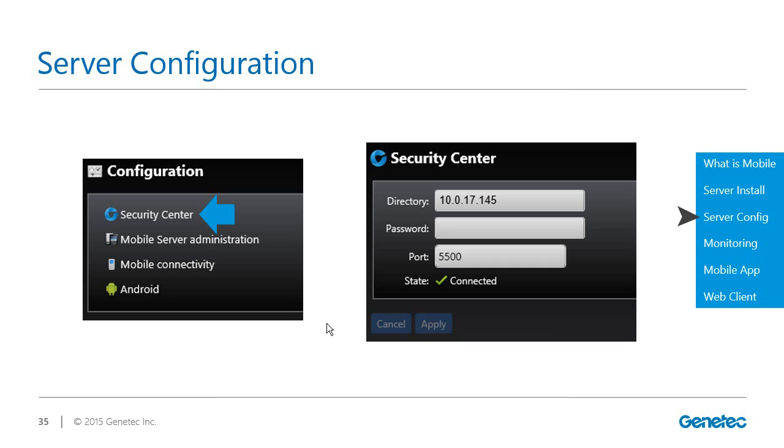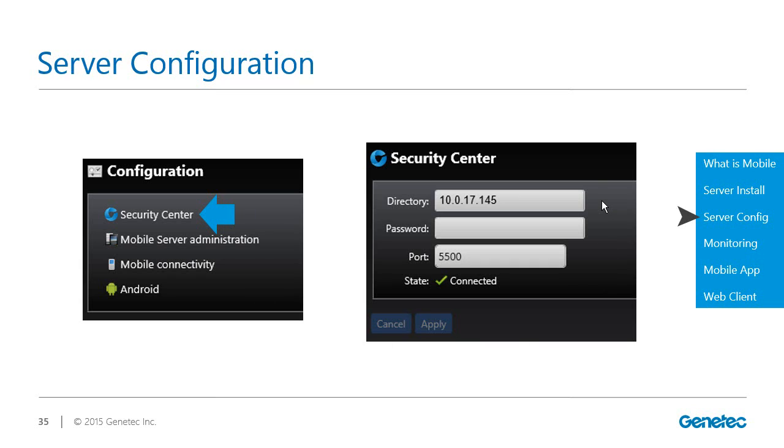Now, the next step is to set up our Security Center server that our mobile server will be connecting to. So we can go back to the home page by clicking on the Security Center logo on the top, or there actually is a home button there too, and choose the Security Center option from the configuration section.